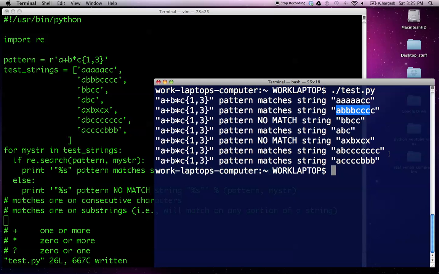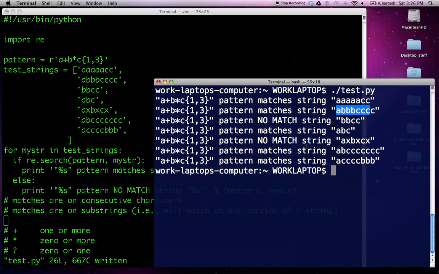One or more A's followed by zero or more B's, of which there were three, followed by between one and three C's. And since quantifiers will take up as many characters as they can, it does match on all three of those C's. But the fourth C just doesn't match. That doesn't mean that the whole thing doesn't match. Remember, patterns match on any portion of a string. So they're consecutive, and they'll match on substrings. So it doesn't need to be the complete match. If we needed it to be the complete match, we would use anchors.